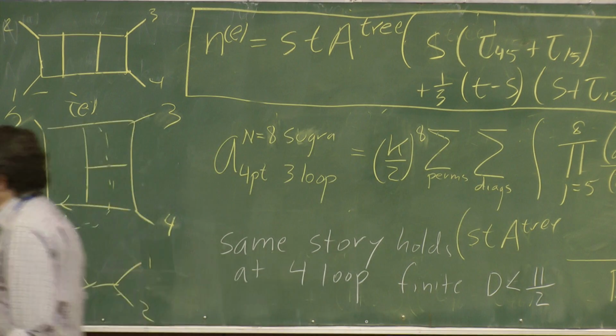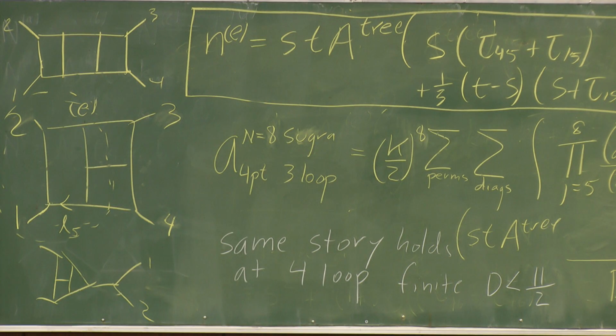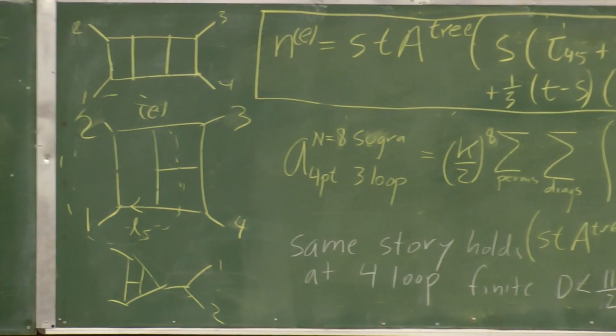So as I alluded to in the beginning, the question now is 5 loops. What's going on at 5 loops?